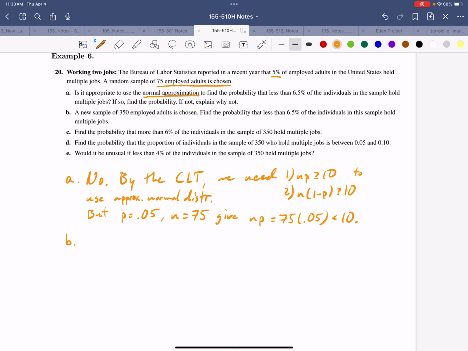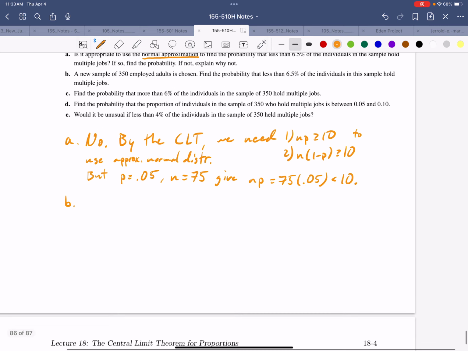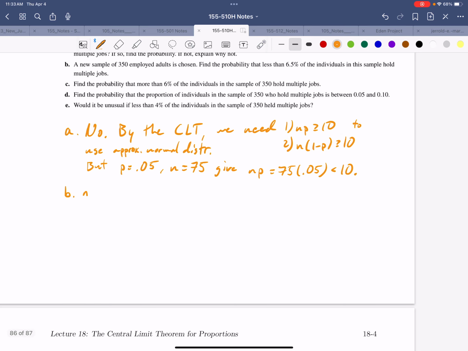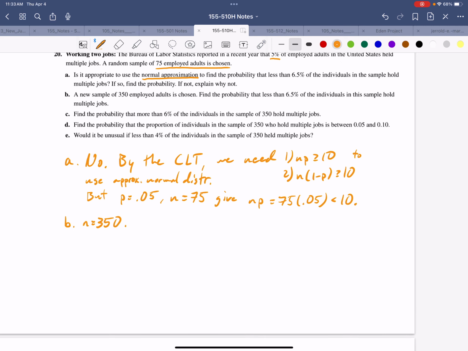For part B, a new sample of 350 employed adults is chosen. That's looking a bit better. Find the probability that less than 6.5% hold multiple jobs. So we're finding the probability that p hat is less than 0.065. First we just want to check.